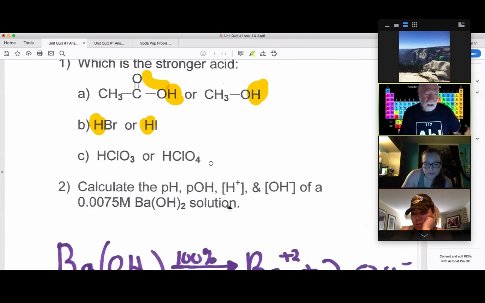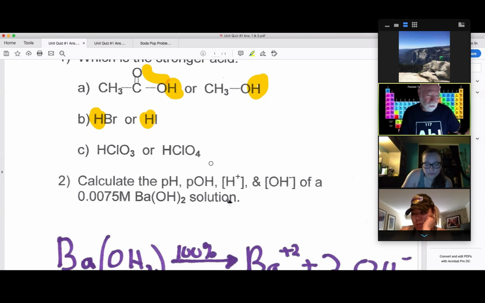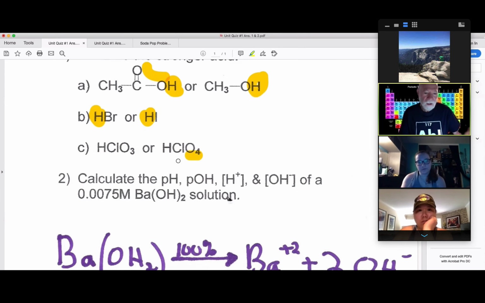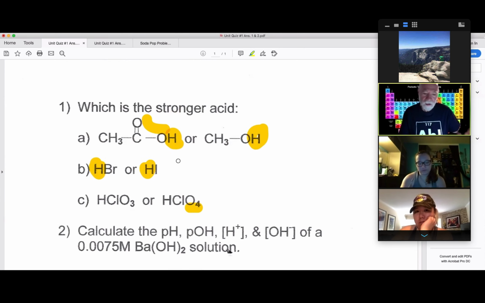Okay, 1C. I was hoping you could do 1C without actually drawing anything because remember, more oxygens spread out the charge. It's kind of like if you look at question A, the first one, you notice that oxygen pulls electrons away. So more oxygens on the central atom pulls electrons away, spreads out the charge density. As a matter of fact, HClO4 is one of the strongest acids known to man.